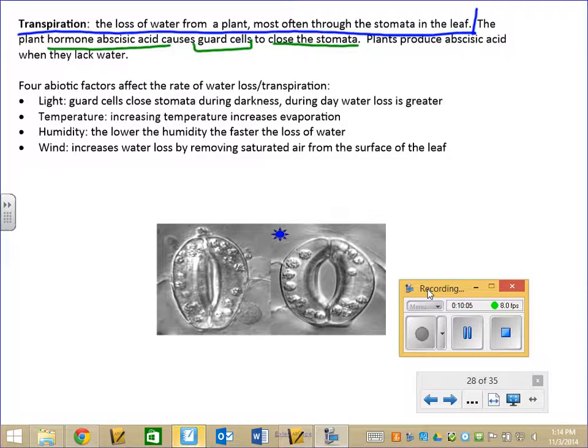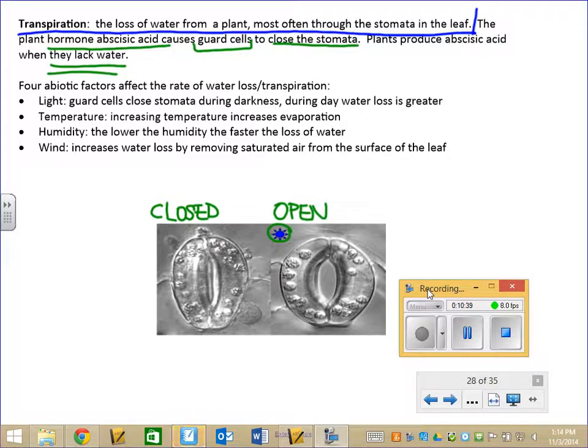So we need to remind ourselves that on either side of the stomata, which is an opening, there are two cells that are part of the epidermis that are called guard cells. Either they allow the stomata to be open or they close it. Now, plants produce abscisic acid when they lack water. So down here I have two pictures of what a stomata looks like. This is closed and this is open.